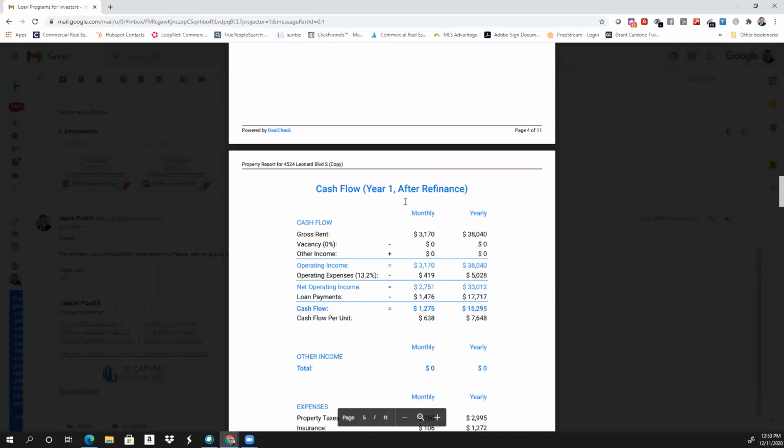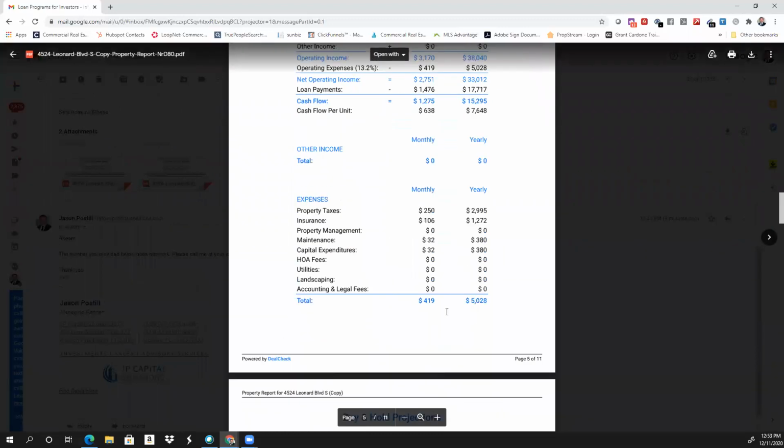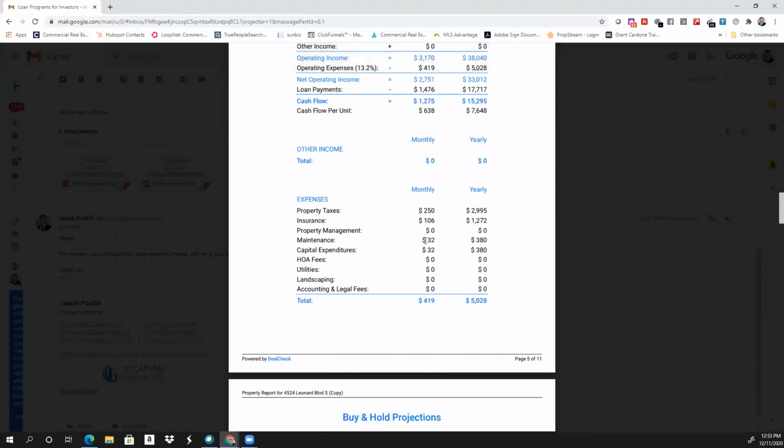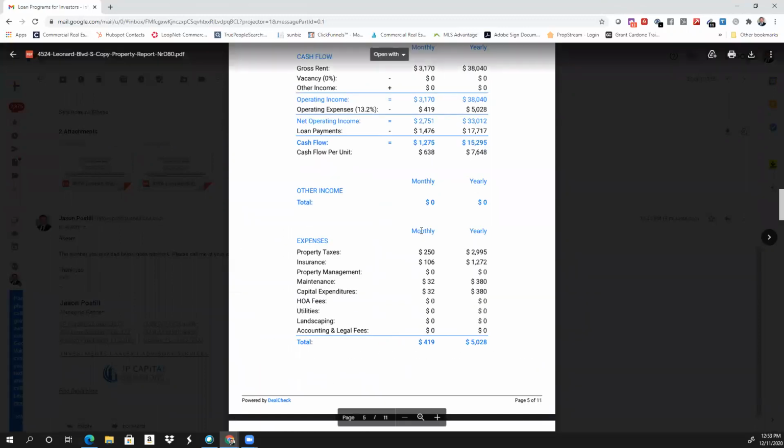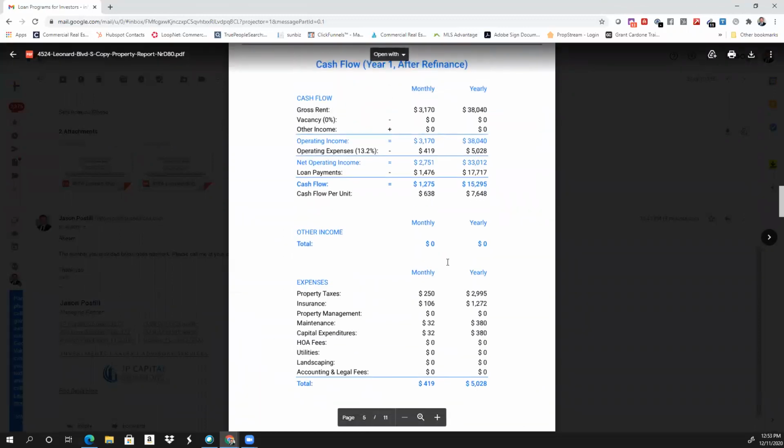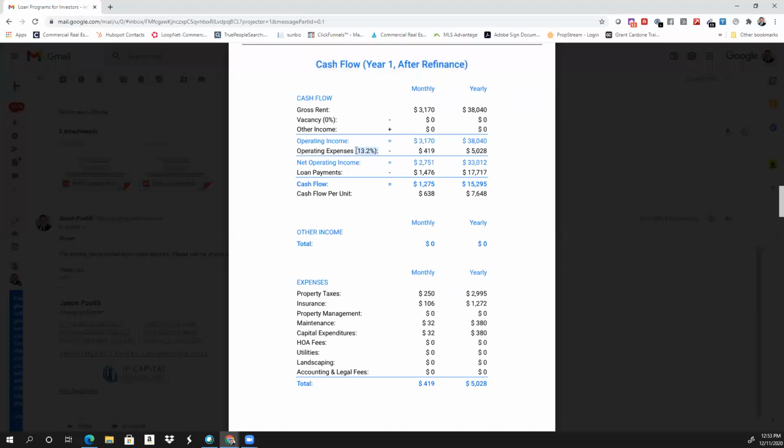Here's the cash flow analysis. So it really breaks it down. All these zero. Oh, he put a maintenance fee of 32. So he actually did put stuff in there. But for 419, the expense ratio is like 9% or something. It's just 13. Okay, I apologize. But that is so light.